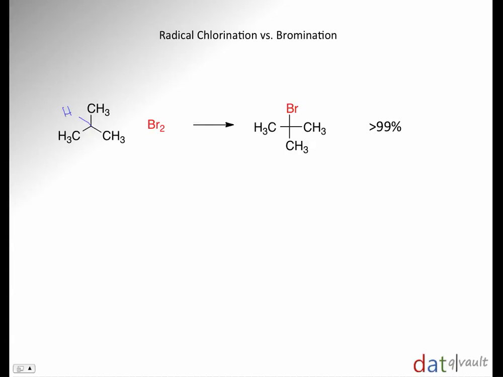And so the relative rate of abstraction of that hydrogen for bromination is 1 to 82 to 1,640. So if you remember, for chlorination, it was 1 to 4 to 5. So this means that bromination is way, way more selective for a tertiary carbon than chlorination is for a tertiary carbon. And this happens for one of a couple reasons.